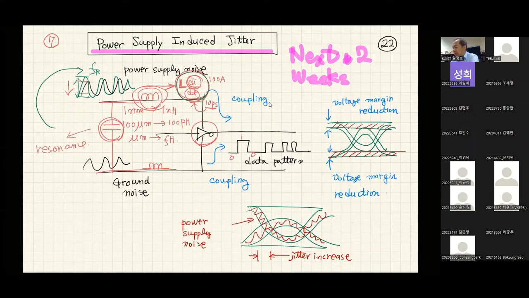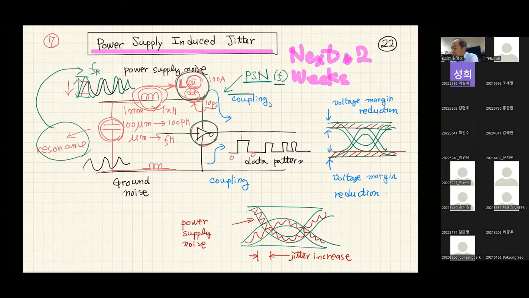So this means that the power supply of your circuit to your IO driver is not a constant voltage. It has certain noise, power supply noise. And it is very frequency dependent. And this frequency is related to the resonance of your power supply circuit.